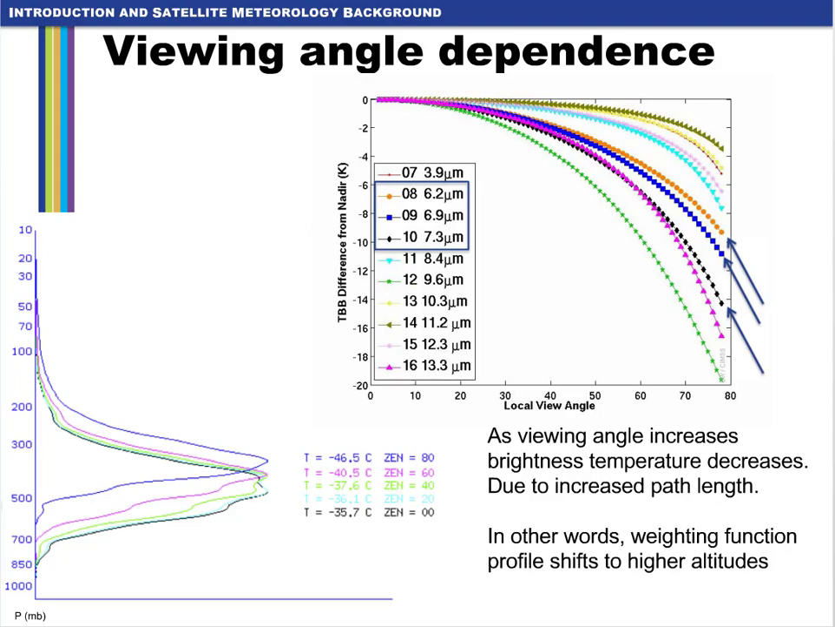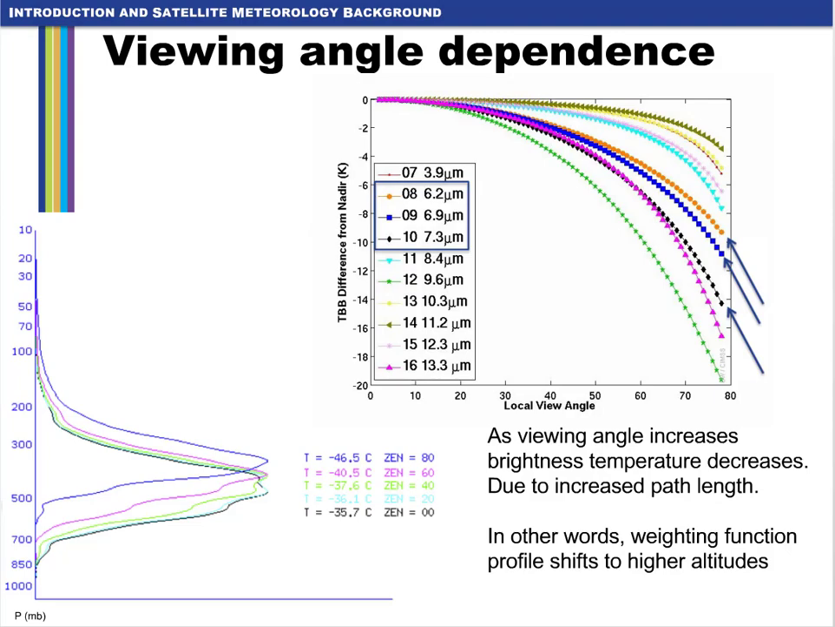Here, we're primarily interested in the three ABI water vapor bands, which I've highlighted with a blue box in the legend, and the arrows pointing to the three curves. All three ABI water vapor bands show this dependency on viewing angle, with the 7.3 micron band being the most susceptible to this effect, and the 6.2 micron band being the least, although still significant. As viewing angle increases, the brightness temperature decreases due to increased path length. Another way to view this effect is shown in the plot on the bottom.